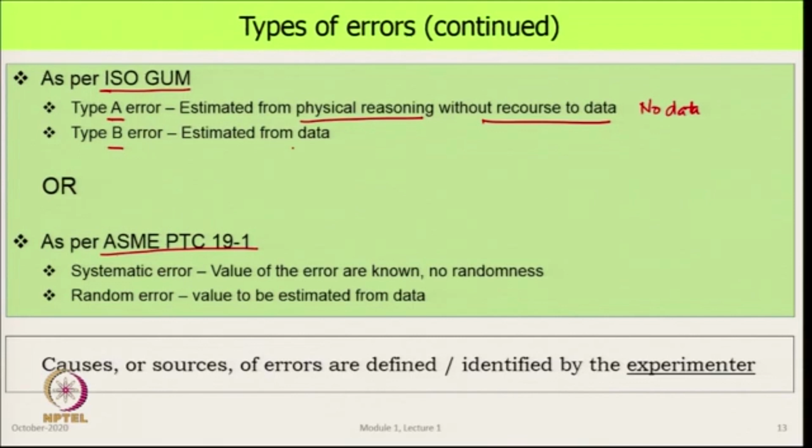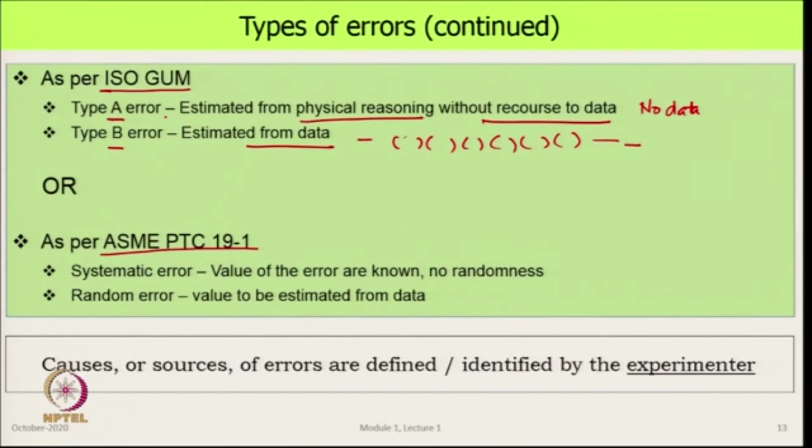Type B error is the error that is estimated from data. That means we collected data, we got a lot of numbers, and from there we did some analysis and said what is the magnitude of the error or the uncertainty in this. This is the definition as per the ISO GUM.